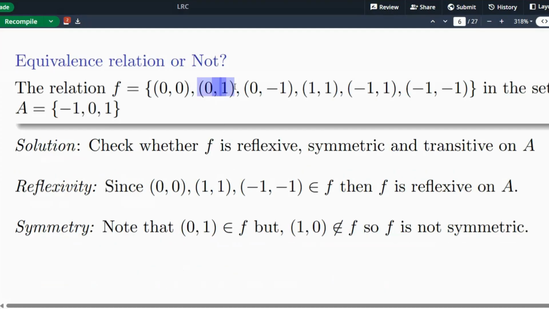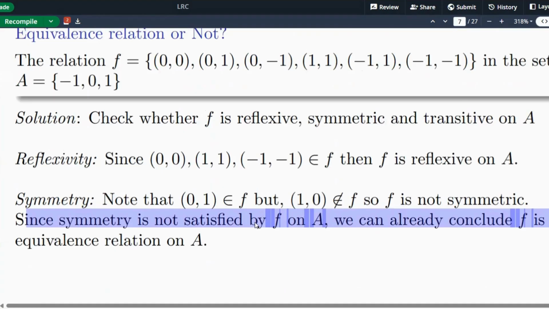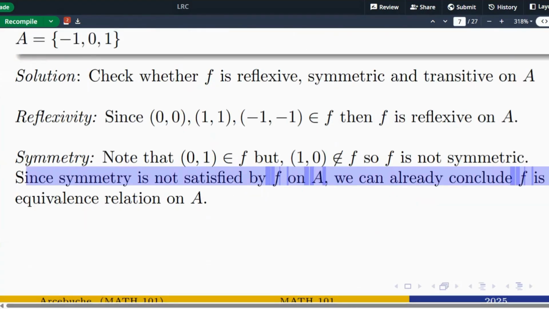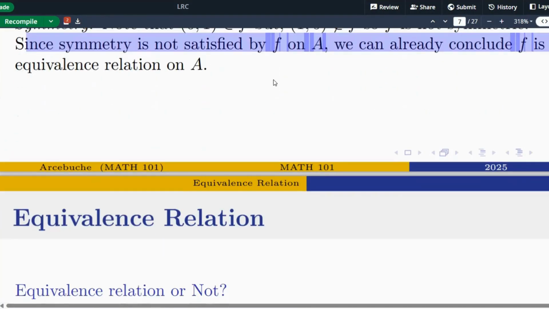Pero pag binaliktad mo siya, yung 1, 0, wala siya sa F. But 1, 0 is not in F, so F is not symmetric. So, since symmetry is not satisfied by F on A, we can already conclude F is not an equivalence relation on A. Basta may ma-violate kang isa sa reflexive, symmetric, and transitive, then yung F mo, I mean relation rather, hindi na siya equivalent.